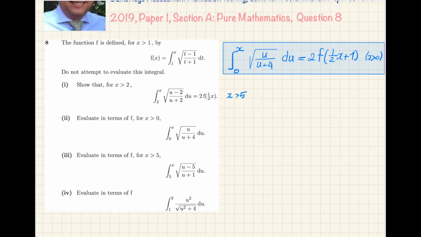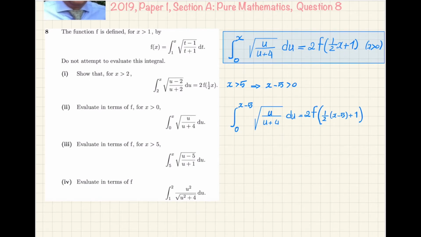So here when x is greater than 5, it means x minus 5 is greater than 0. So x minus 5 can play the role of the input to this formula, because this formula works if this upper limit is a positive number. Now x minus 5 is a positive number, so it can play the role of this x in this formula. So if I substitute x minus 5 in that formula, I will get x minus 5 up there, then the square root of u divided by u plus 4, and then du. On the right hand side I will have 2 times f of 1 over 2 times x minus 5 plus 1. Yes, this is completely right.